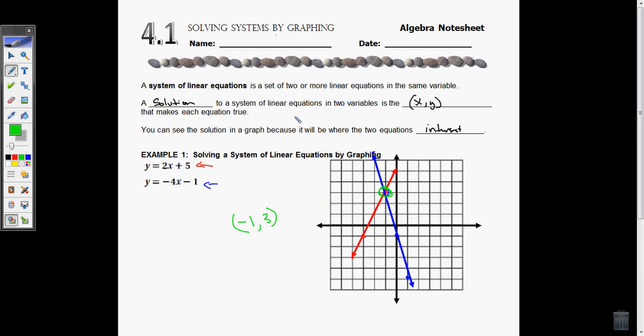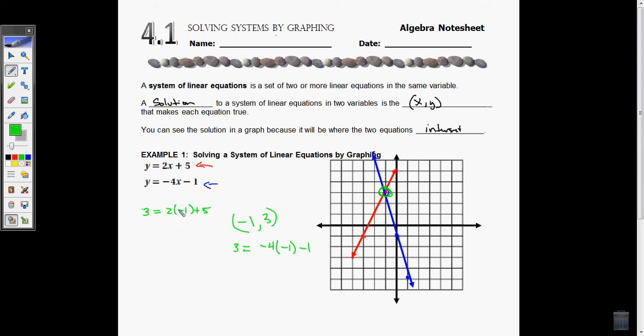So if I go and look at this equation, I could plug in for the first one, my y value is a 3, equals 2 times -1 plus 5. And I could plug in for the second one, y, which is a 3, equals -4 times x, which is -1, minus 1. And both of these things should come out true.